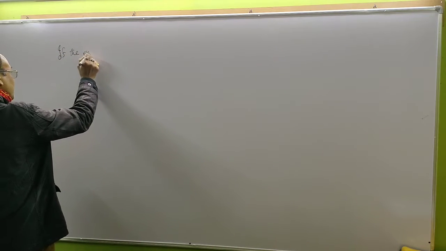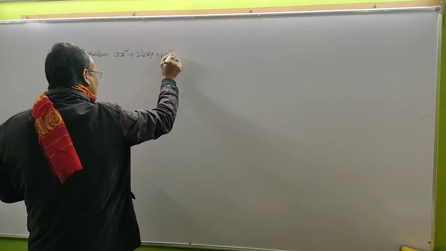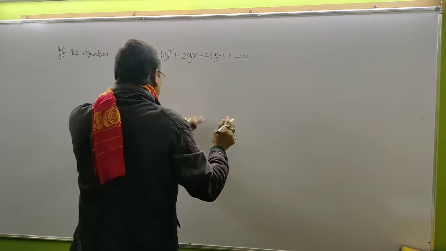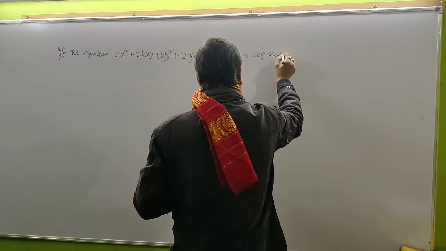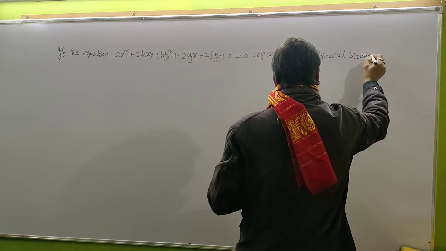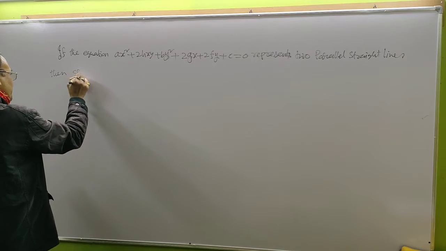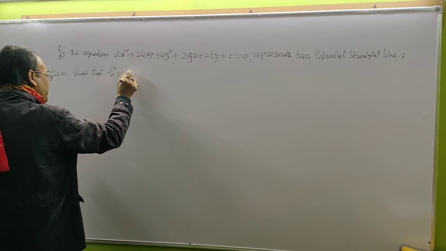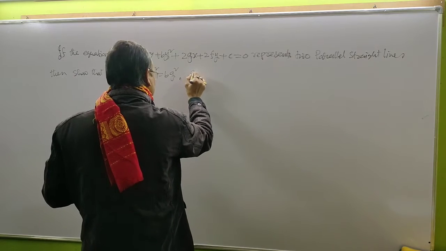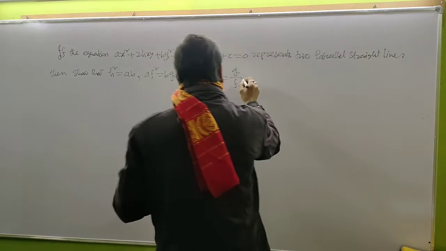If the general equation of second degree, ax square plus twice hxy plus by square plus twice gx plus twice fy plus c equal to 0 represents two parallel straight lines, then show that h square equal to ab, not only that, af square equal to bg square, and from these two relations we can find that a by h equal to h by b, this is equal to g by f. We can find this.